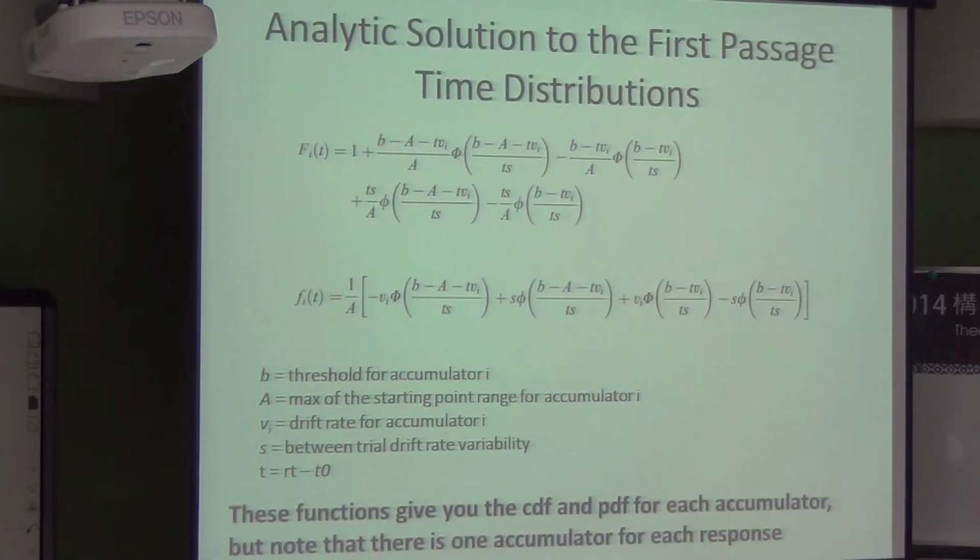So these are the equations from the Brown and Heathcote paper, and these look difficult, but they're actually pretty easy. These are very easy to program. Each of these things is actually a parameter in the linear ballistic accumulator.